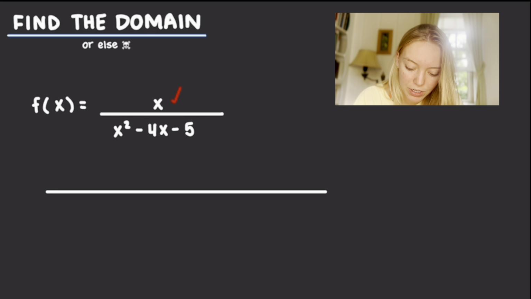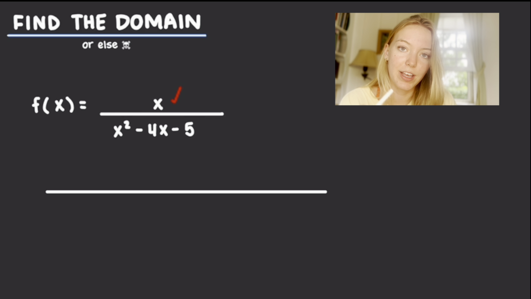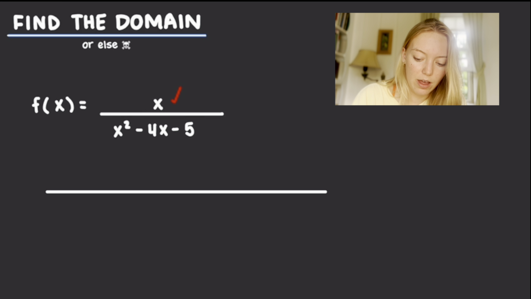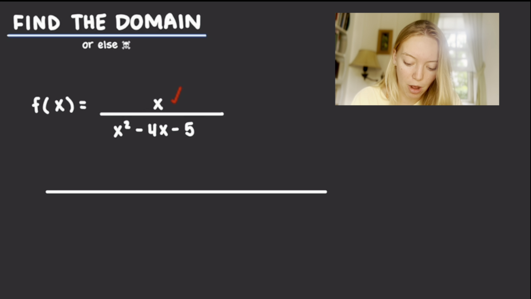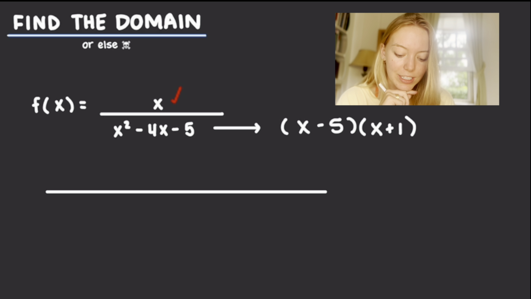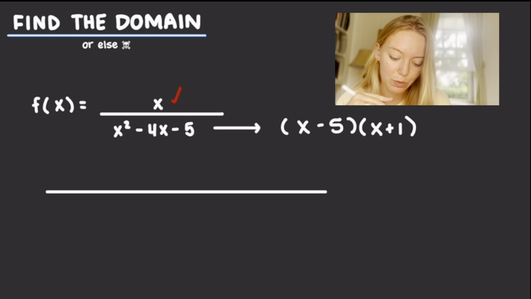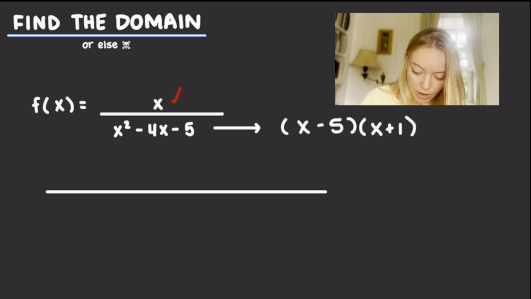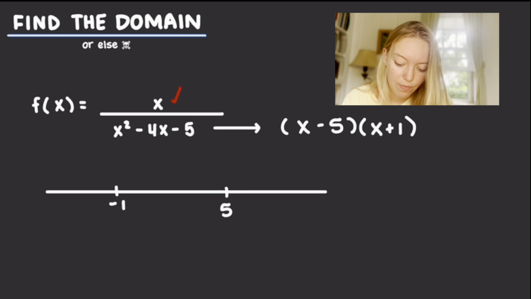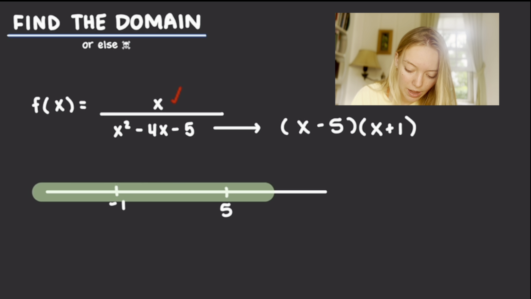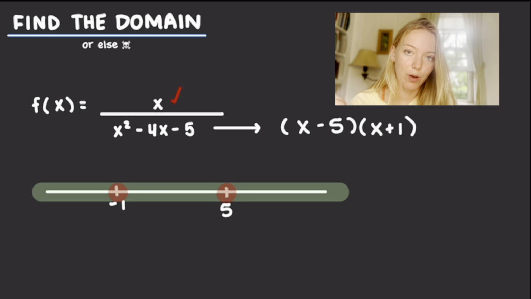Now we have to worry about the denominator. Well, we know that the denominator cannot equal 0. But how are we going to find where the denominator is 0 here? We're going to have to factor it. So this denominator factors into x minus 5 and x plus 1. So it's going to be 0 at -1 and positive 5. And those are the only problems with this function. So it can work everywhere else besides -1 and 5.